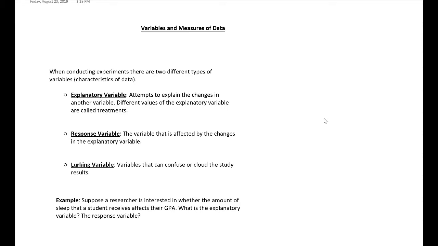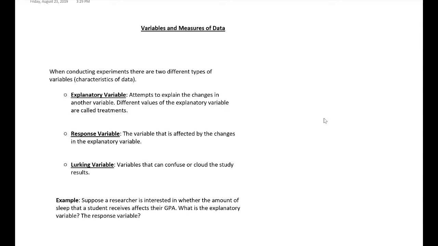Different values of the explanatory variable are called treatments. That may not be clear, but just give me a second until we get to an example here. Then you have something called the response variable. The response variable is the variable that is affected by changes in the explanatory variable. So for instance, let's say we're treating cancer. The explanatory variable will be the different pills, the chemo treatments. The response variable will be the size of the cancerous tumor.